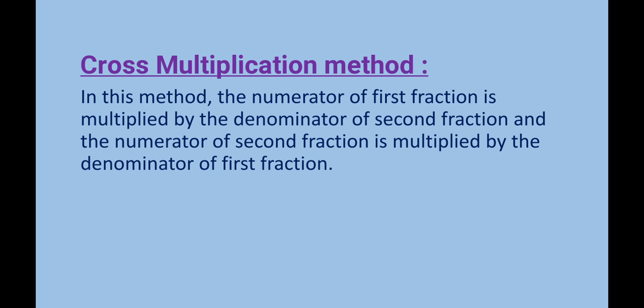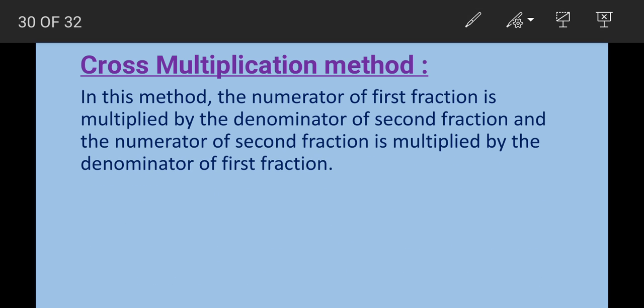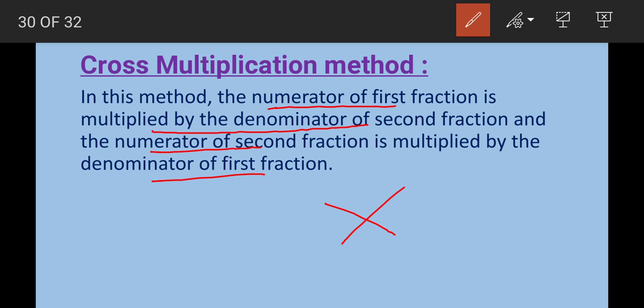Now come to the cross multiplication method. It is also known as the cross product method. So in this method, the numerator of the first fraction is multiplied by the denominator of the second fraction, and the numerator of the second fraction is multiplied by the denominator of the first fraction. So it looks like a cross, so the name of this one is cross multiplication method.